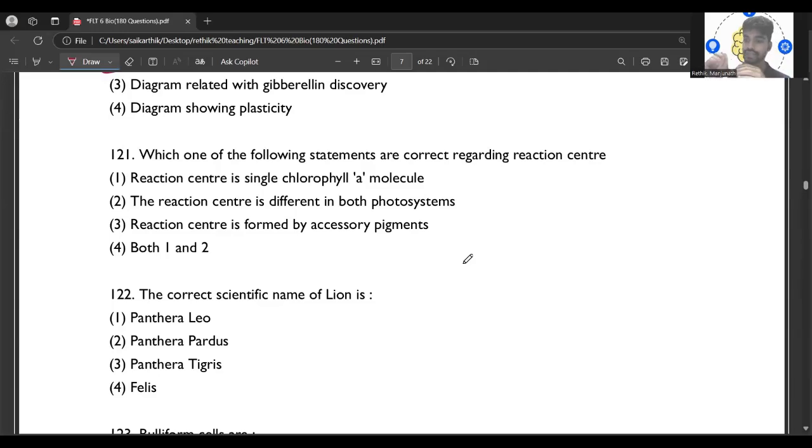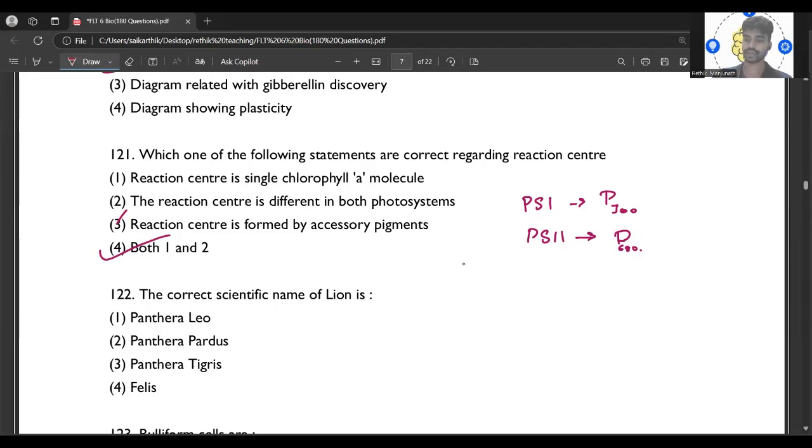If we take photosystem one, the reaction center chlorophyll has an absorption peak of around 700 nanometer. And if you see photosystem two, it has an absorption maximum at 680 nanometer, which is like P680, correct? So both 1 and 2 are correct.